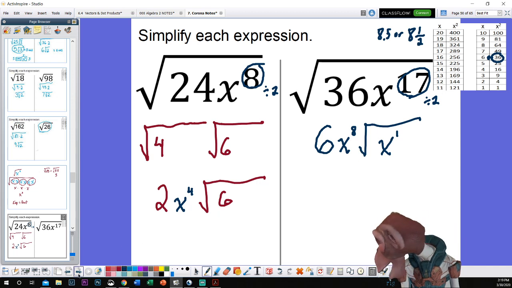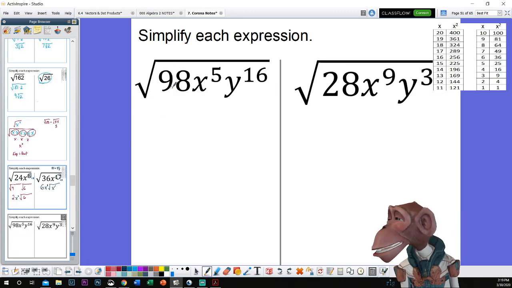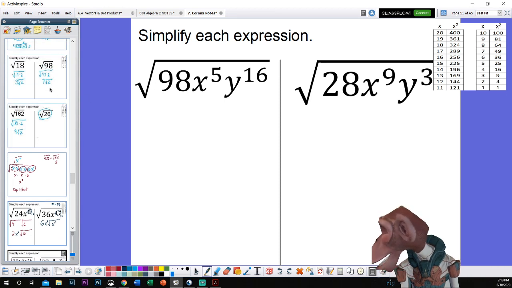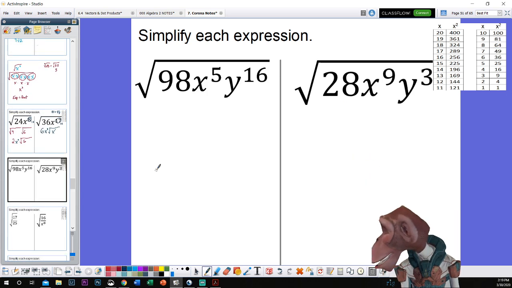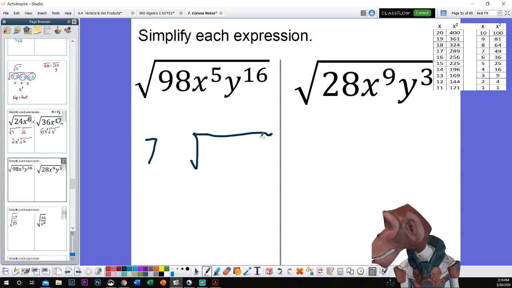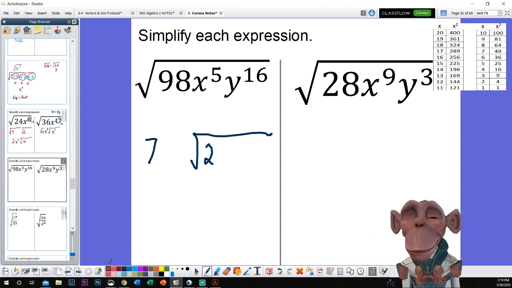All right, let's move on to the next ones. 98. I feel like we've already done the square root of 98. Ooh, look, we have. It's 7 square root of 2. So I'm just going to use that information to help me with this one. 98 is 7 square root 2. So the numbers are done. Now let's worry about our variables.